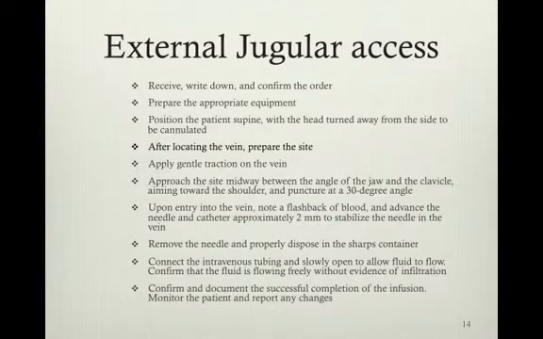External jugular access. Receive and write down, confirm the order, prepare the appropriate equipment, position the patient supine with the head turned away from the side to be cannulated. So have them turn their head away from you. After locating the vein, prepare the site, apply gentle traction on the vein, approach the site midway between the angle of the jaw and the clavicle, aiming towards the shoulder, and puncture at about a 30-degree angle. Upon entry in the vein, note the flashback of blood and advance the needle and catheter approximately 2 millimeters to stabilize the needle into the lumen of the vein.